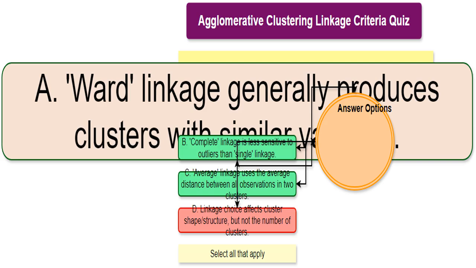Ward linkage aims to create clusters with similar variances within each cluster. I minimize the total variance across all clusters. This usually results in clusters that are relatively evenly sized and don't differ greatly in their spread of data points.